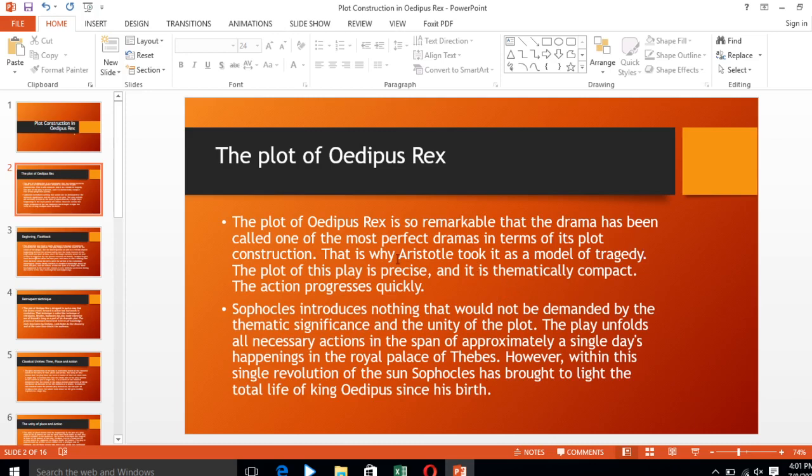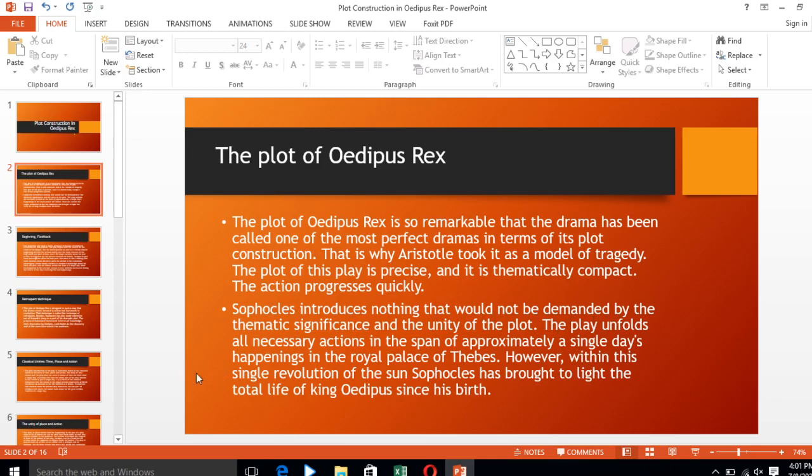The plot of this play is precise, thematically compact, well knitted, and the action progresses quickly. Sophocles introduces nothing that would not be demanded by the thematic significance and the unity of the plot. This means that the writer of the play, Sophocles, has not included any event or scene which is not needed.